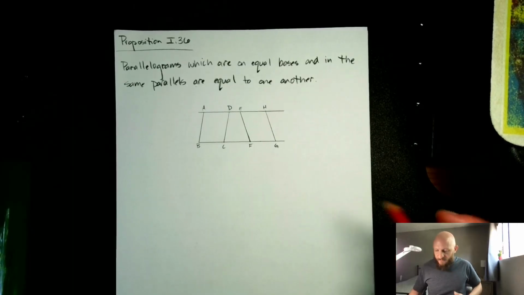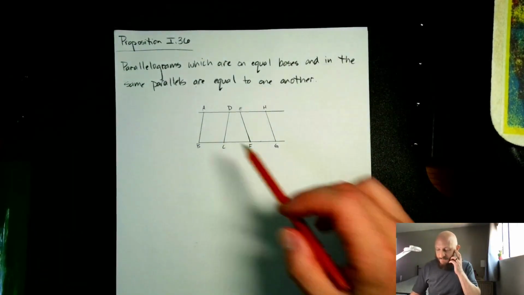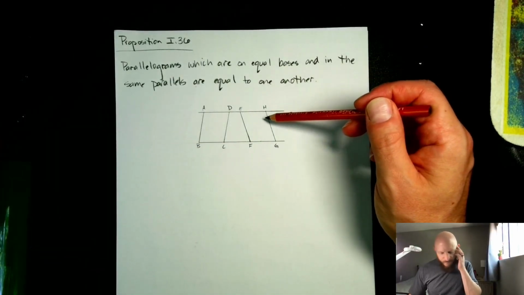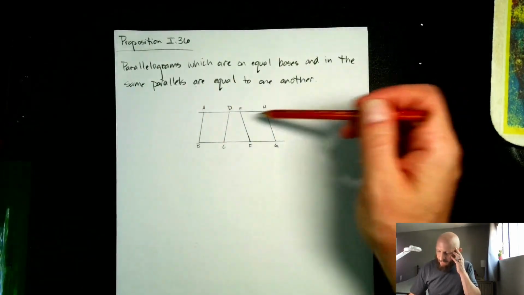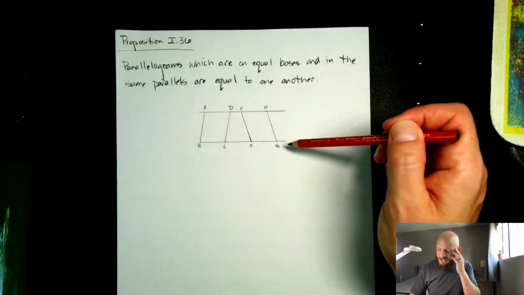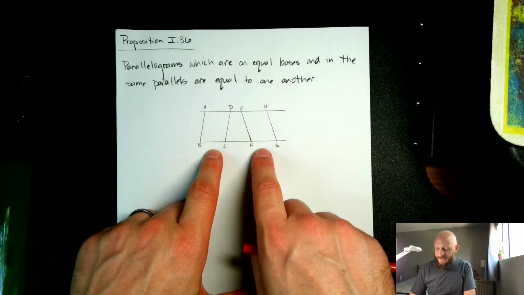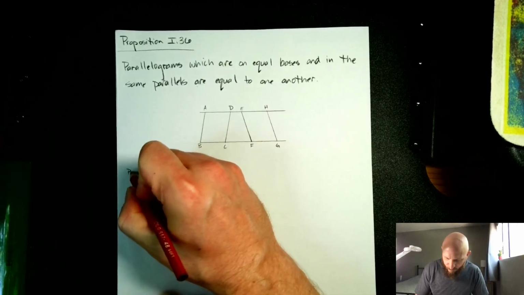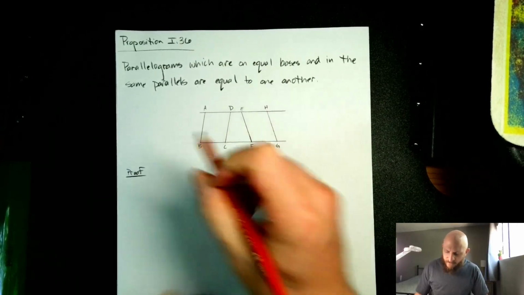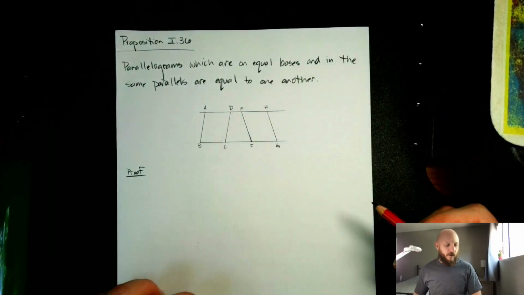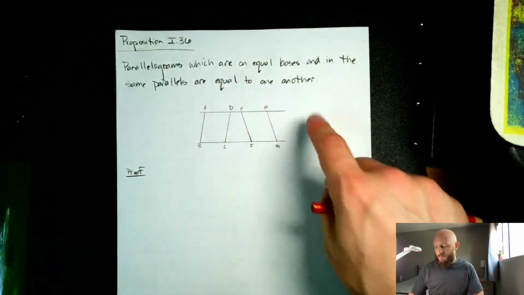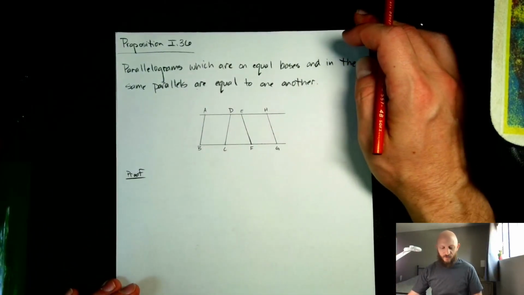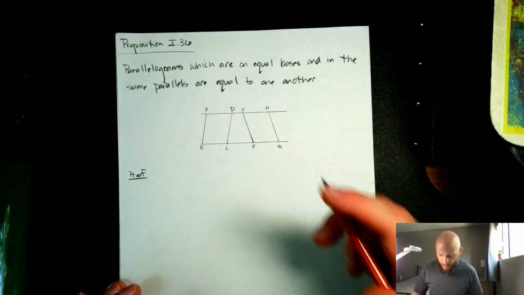So yeah, assume that we have two parallelograms, ABCD and EFGH. Both of them are falling between the parallels AH and BG, such that BC is equal to FG. So what we want to prove then is that these two parallelograms have the same area, or the way that it's stated in the proposition is that they're equal, which again doesn't mean that they're congruent, it means they've got the same area.